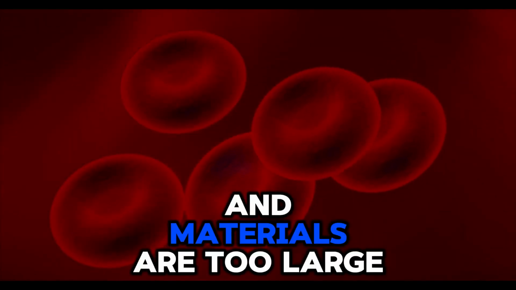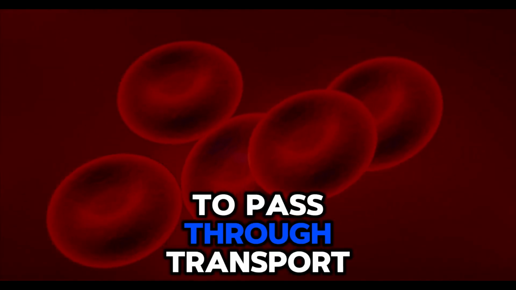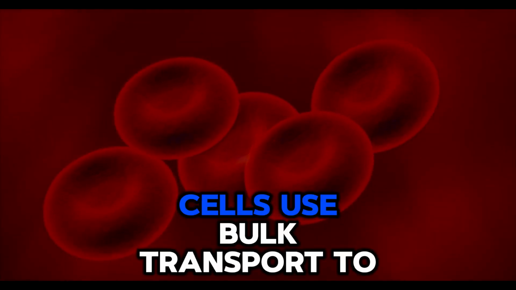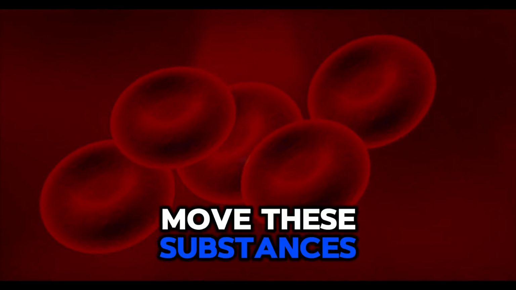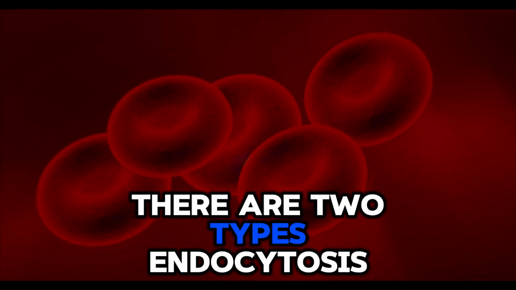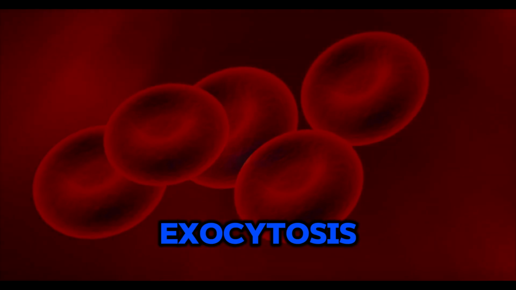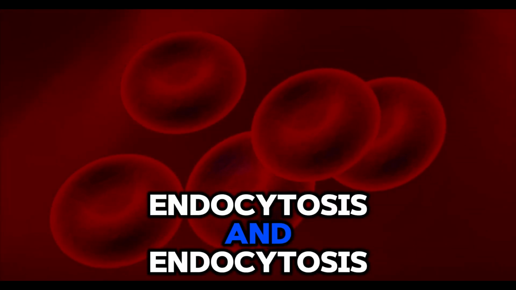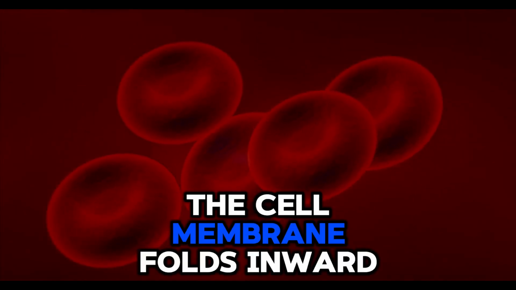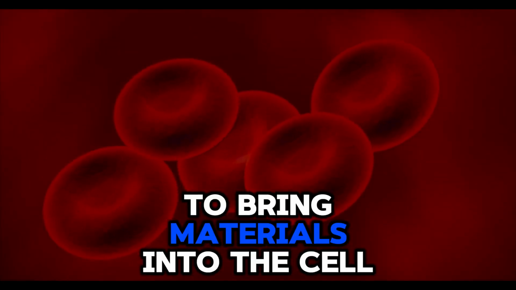Bulk transport is for materials that are too large to pass through transport proteins. Cells use bulk transport to move these substances. There are two types: endocytosis and exocytosis. In endocytosis, the cell membrane folds inward to bring materials into the cell.